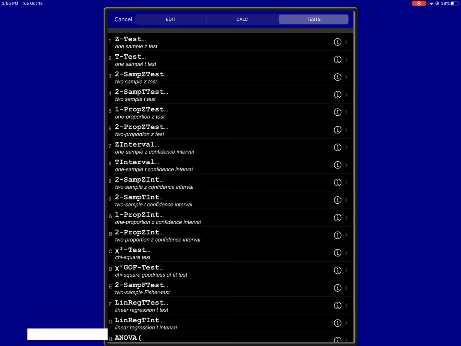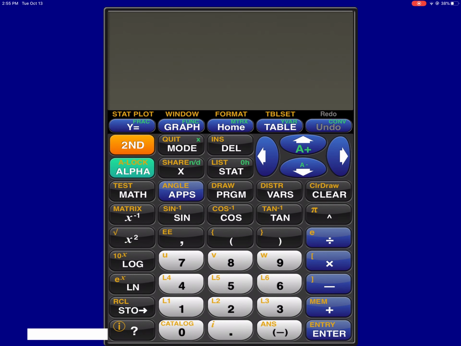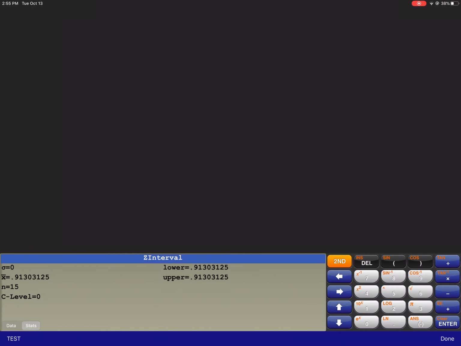The one we're looking for is not really a test, it's number 7. It's going to be z interval. Oops, except I hit t interval. We'll get to that one tomorrow, next class. So stat, test, z interval.